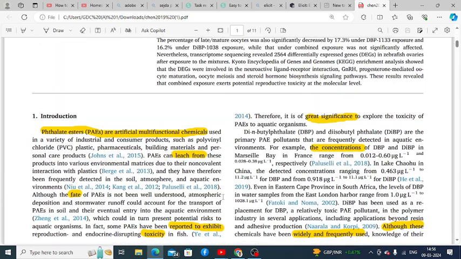So first, let's see the introduction part. There you can see the first paragraph, in which they have written very general information about phthalate esters. They wrote that phthalate esters are artificial multifunctional chemicals which are used in a variety of industries. That is a very general statement. Then they wrote that PAEs can leach from the place of manufacturing into the environment. Next, the fate: once they reach the environment, what happens to these toxins. This is also a very general statement.